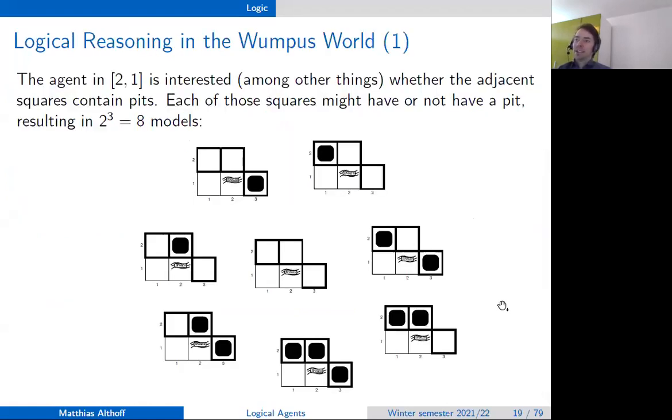Okay, so first of all, we need to get a little bit more familiar with this concept. So let's look at an example. Let's say we started in room 1-1, and then we moved to room 2-1, where we feel the breeze. Then we want to know what are possible models. And we don't know what is in these rooms that have this thick black border. Of course, in each of these rooms there can be a pit or not. And since we have 3 rooms, we have 2 to the power of 3 equals 8 models. So here you see all possible combinations.